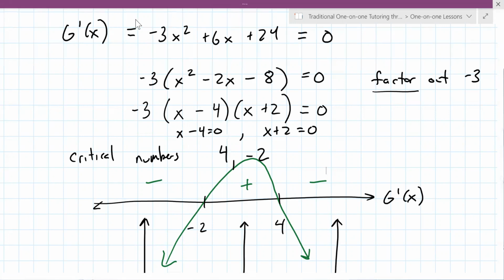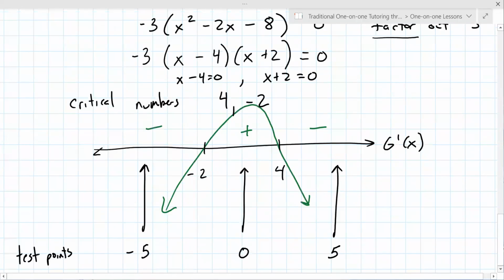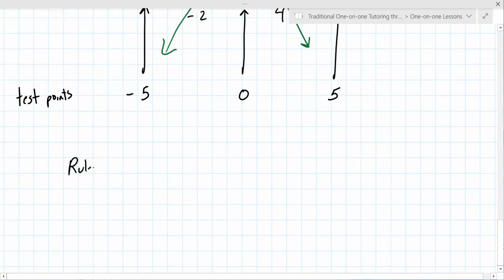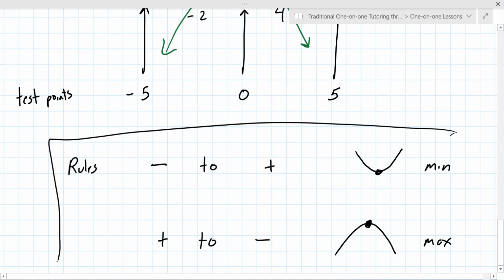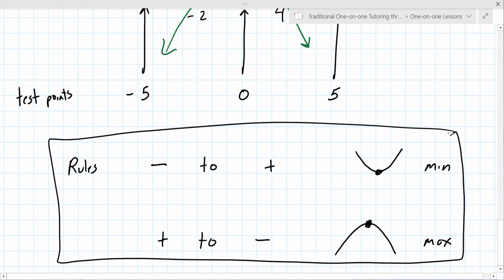So there are some rules that you need to know. If the derivative goes from negative to positive, that means the graph is going from decreasing to increasing, so that's a min. And if it goes from positive to negative, it looks like that, and it's a max. This is something you have to remember, memorize, whatever you think.